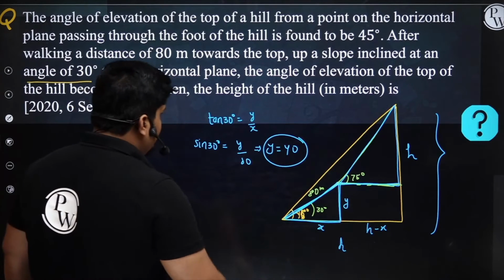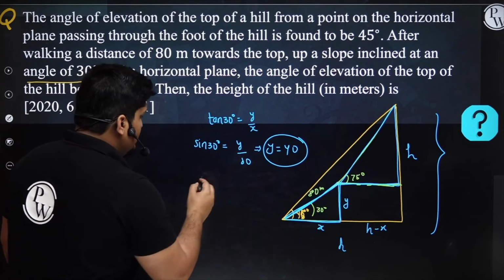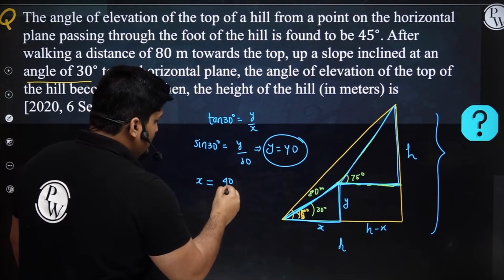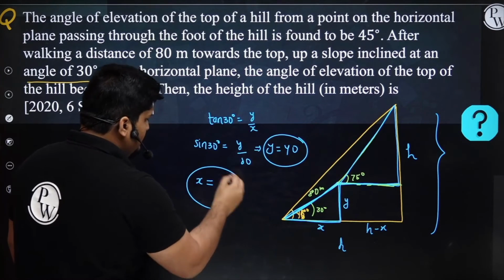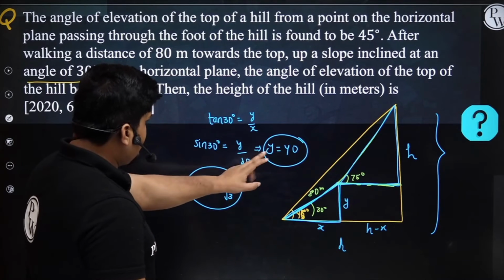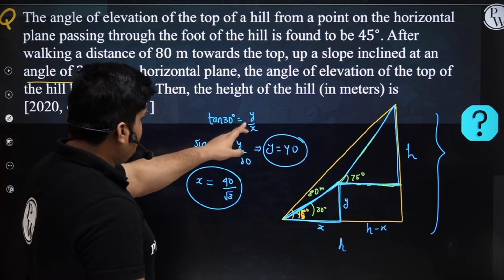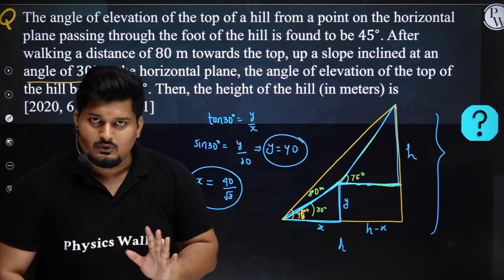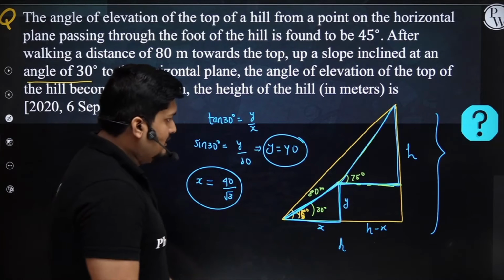What will be x? Tan 30 is 1 by root 3, right? So x will be y upon tan 30, that is root 3 times y. Because we have got y value, y is 40. So x will be 40 upon root 3. So x and y are known. Now we can utilize that here.